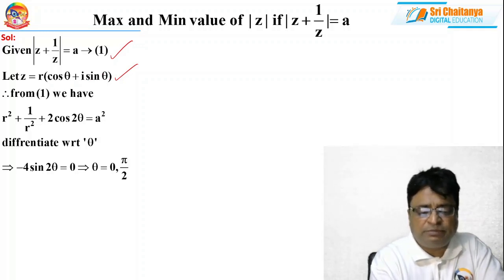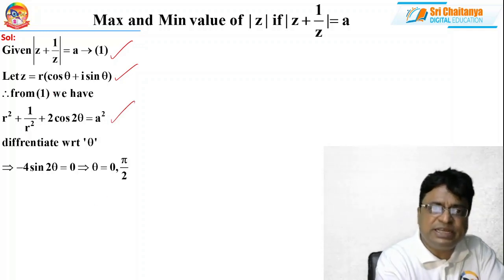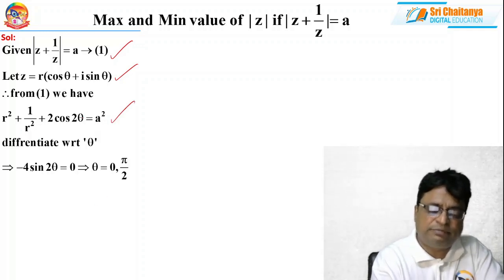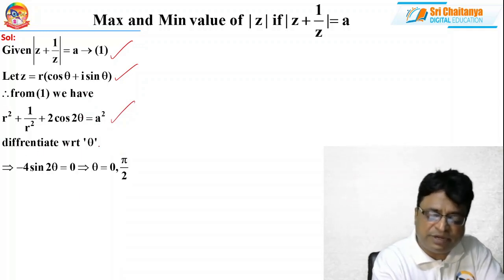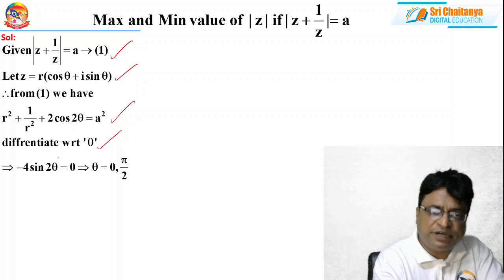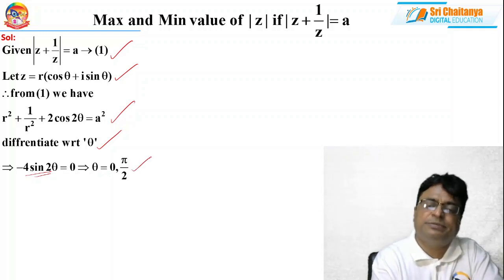So you take common, and the modulus is root of a square plus b square. After simplification, you get this. So this is the equation in terms of theta, because r is a constant and a is a constant. So now I am differentiating with respect to theta. After differentiation, this is 0 and this is minus 4 sine 2 theta is equal to 0. Therefore, theta is equal to 0, pi by 2.